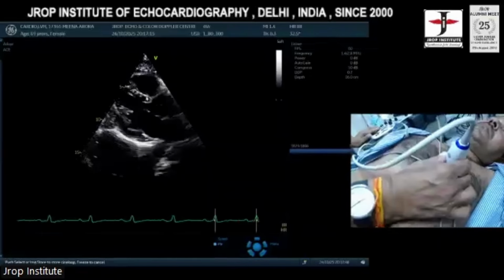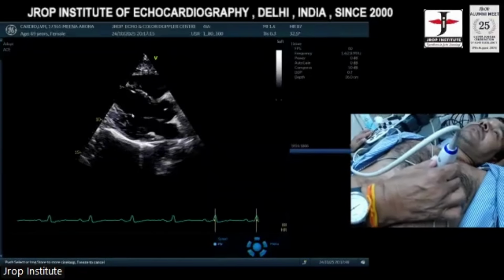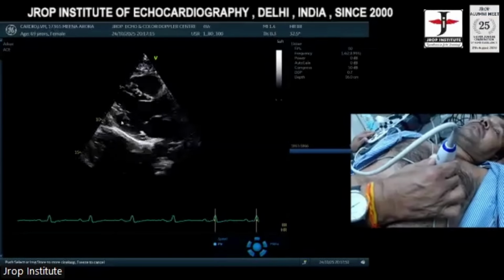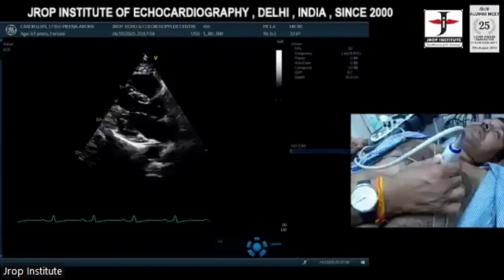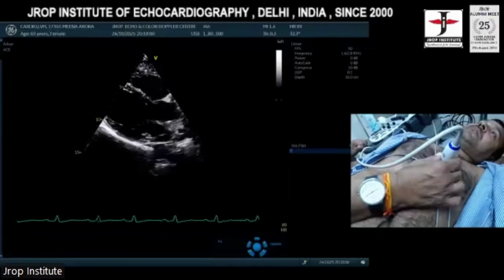This is the basal interventricular septum. This is the mid anterior septum. This is the basal posterior wall. This is the mid posterior wall. Is that okay?